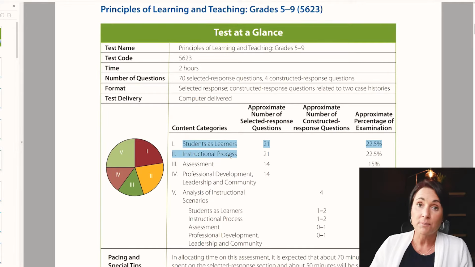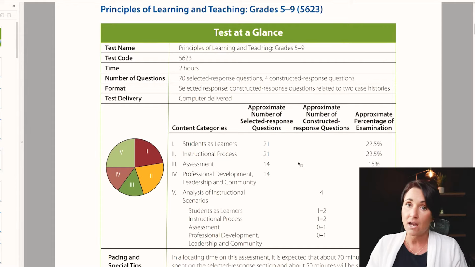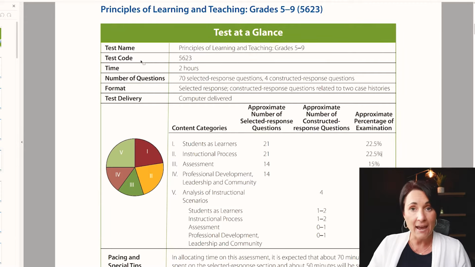So that means that the majority of this particular exam is going to be on students as learners and the instructional process. Now, that doesn't mean you can neglect assessment and professional development, leadership in the community. It just means that most of the questions are going to come from content category 1 and content category 2. But still, I want you to have an understanding of all of that. Notice that that is the same way for every single one of these particular exams.